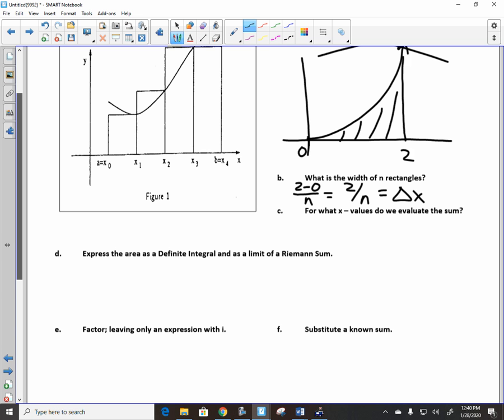For what x values do we evaluate the sum? Where do we evaluate the heights? Well, where do we start? We started at 0, right? And we move over one width, which is 2 over n. And we multiply it by i to represent how many widths we are moving over. Which rectangle number is this? So in other words, x sub i is equal to 2 over n times i, or 2i over n. Once you can get these, you can do the rest. The rest is just algebra. That's all it is.